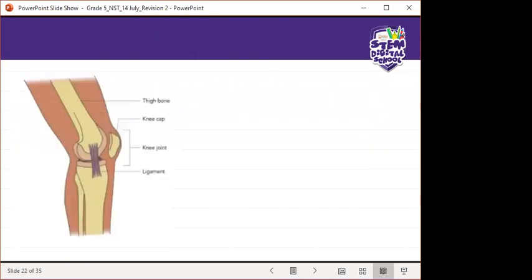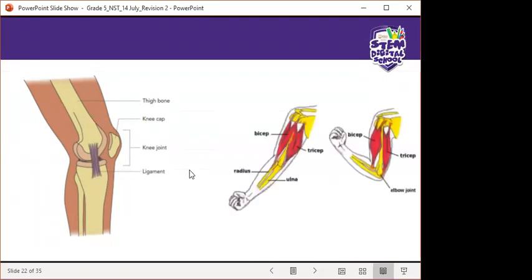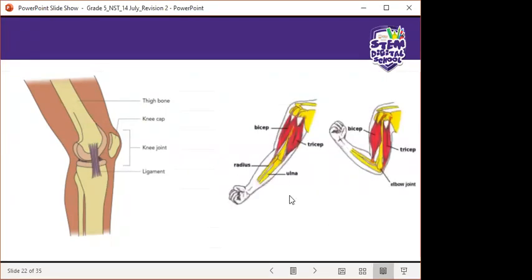So here we have an example where we can see a joint, and this is the knee. We can see the knee joint, and we have a ligament here which holds the two bones together. This is the thigh bone, and this is the lower limb bone, and a ligament holds the two bones together. All right.